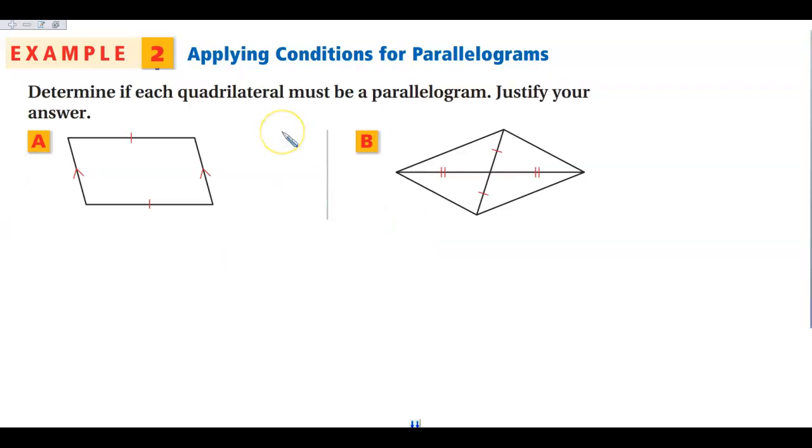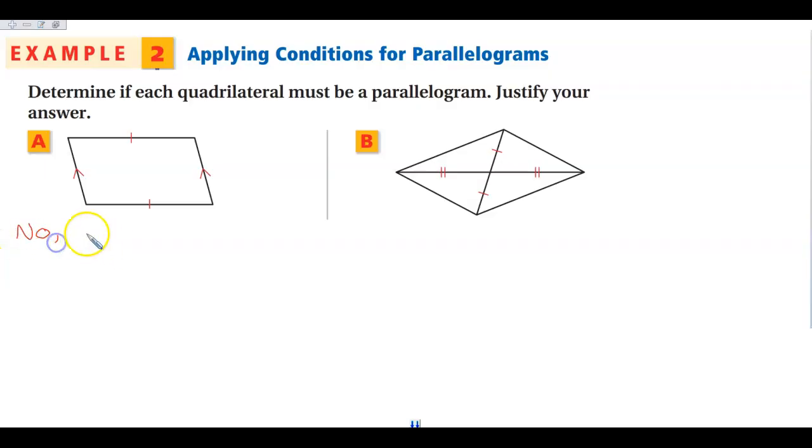This one we want to know, do we have enough information to show that our figure is a parallelogram? So in A, I know that this side is congruent to this side, and this side is parallel to this side. All right? Our properties were that the same side had to be both parallel and congruent, or both pairs of opposite sides have to be parallel, or both pairs of opposite sides have to be congruent. This isn't any of those, okay?